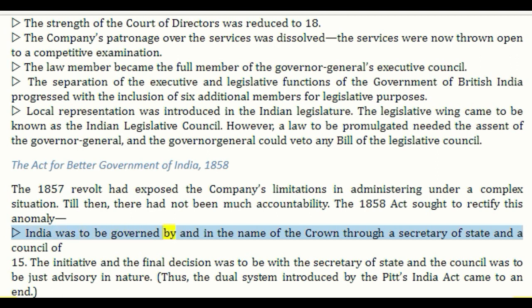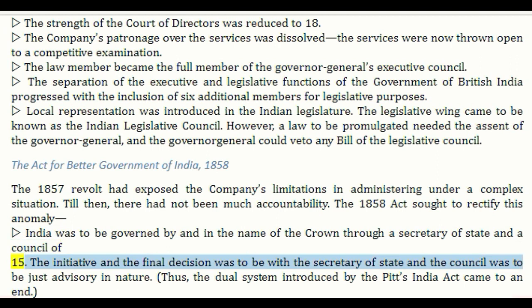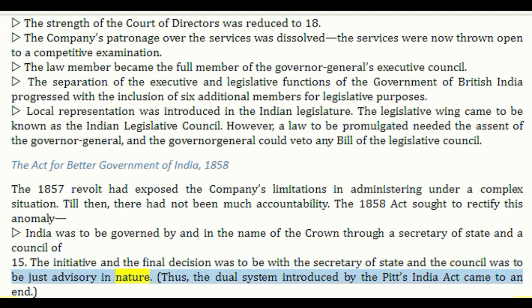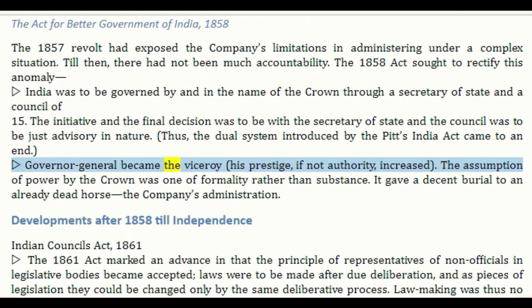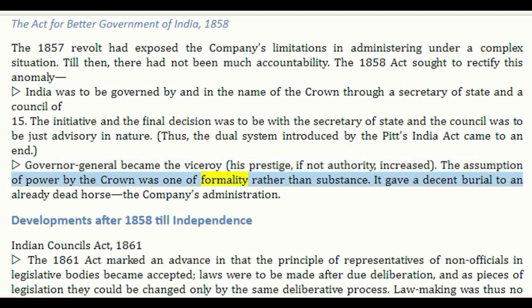India was to be governed by, and in the name of, the Crown through a Secretary of State and a Council of 15. The initiative and the final decision was to be with the Secretary of State, and the Council was to be just advisory in nature. Thus, the dual system introduced by Pitt's India Act came to an end. Governor-General became the Viceroy. His prestige, if not authority, increased. The assumption of power by the Crown was one of formality rather than substance. It gave a decent burial to an already dead horse, the company's administration.